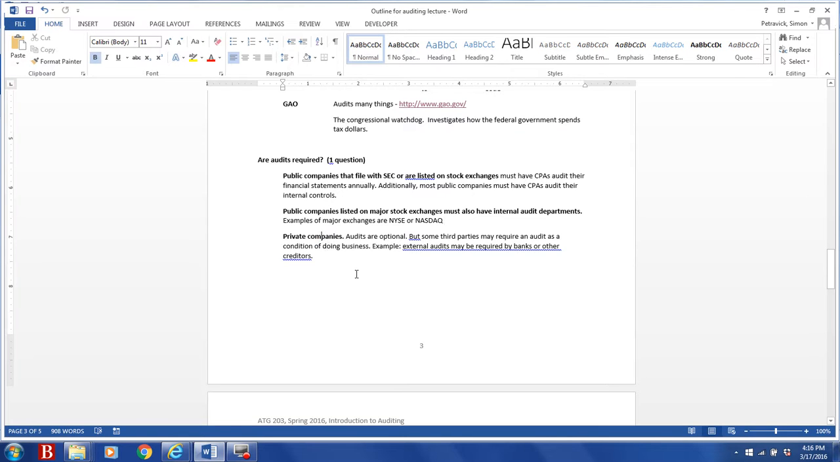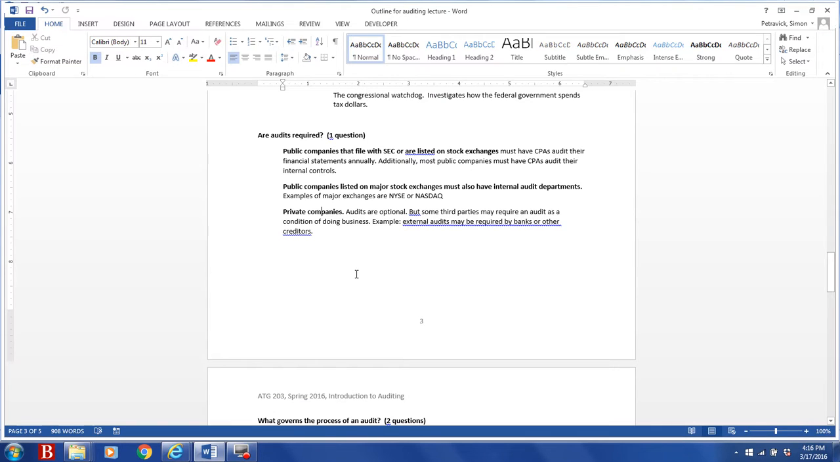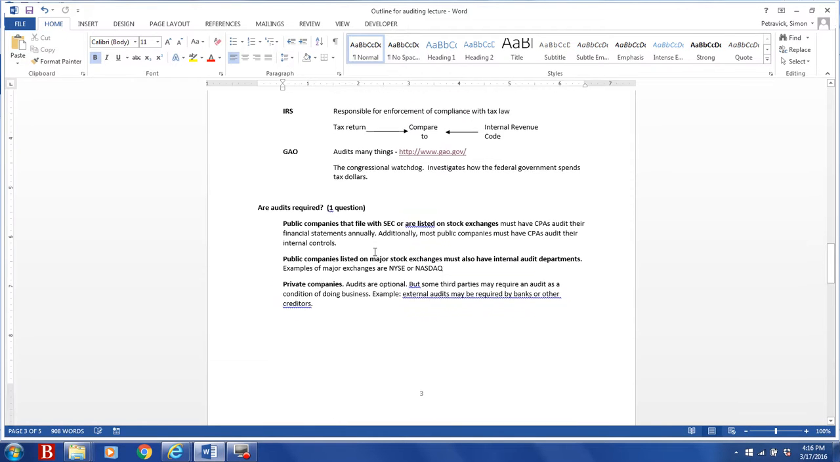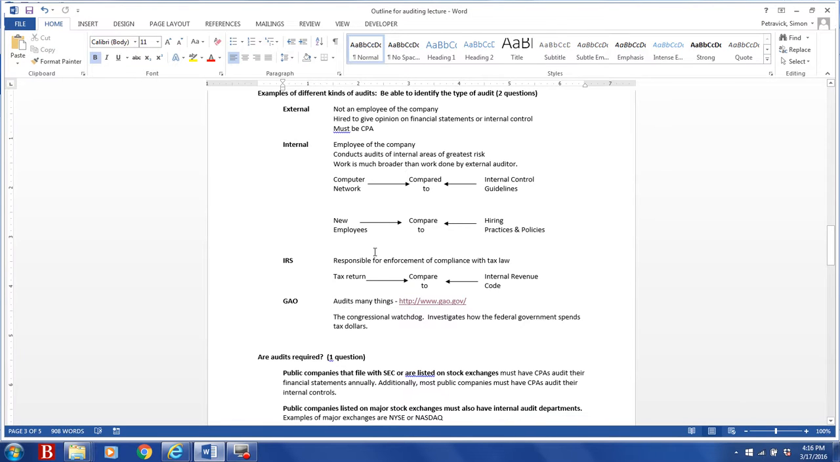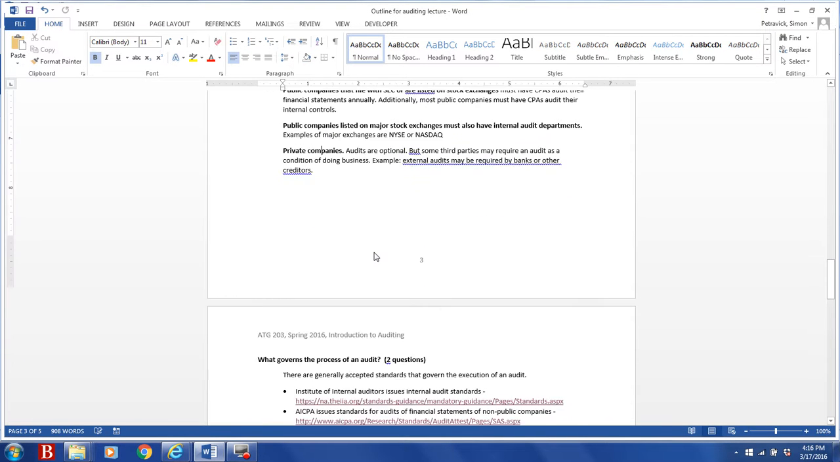Now, if you're a private company, right, not listed on a stock exchange, not filing with the SEC, both internal and external audits are optional. Sometimes there's a third party that may require an audit to be done. For example, a private company may have a loan with a bank, and so as part of the bank's requirement for lending money, they would want an auditor to audit the financial statements and certify their compliance with GAAP. So what we have here, right, is some background about different types of auditors and whether audits are required.